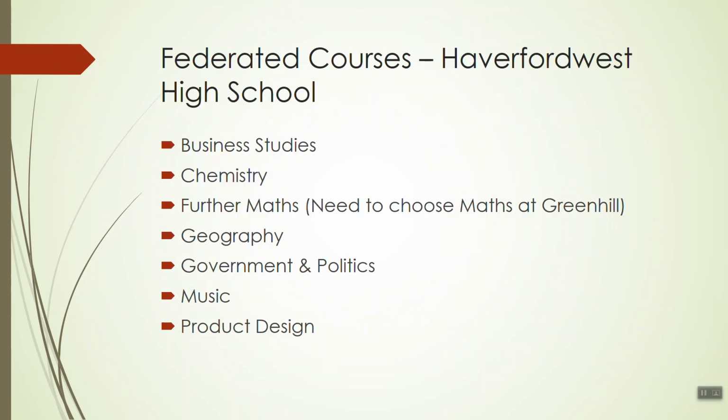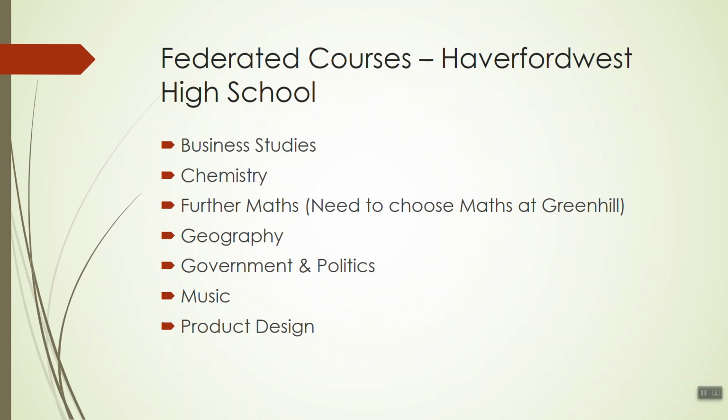So if we look at the other subjects that are on offer at Haverfordwest, this first slide shows you the additional courses that are available at Haverfordwest High. You'll see one or two of those you can do at Greenhill anyway, for example chemistry or geography, but they may allow you to choose a different combination of subjects if you choose to take them in Haverfordwest High. And in addition to that, the subjects of business studies, government and politics, music, product design, and further maths are subjects that you can't take at Greenhill.